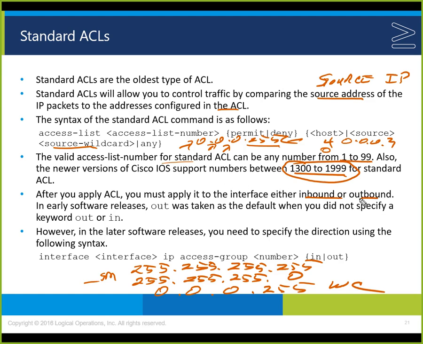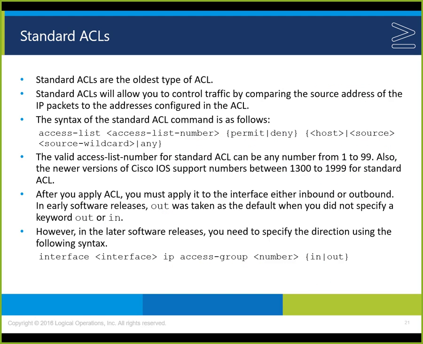You can apply it either inbound or outbound, and you need to specify which. The older routers did have a default, and I think the default was out, so if you didn't specify it, it would do it for you, but now you need to do it. Under the interface, we invoke it by using the ip access-group command. The number here is the access control list number, and we apply in or out using the ip access-group command.